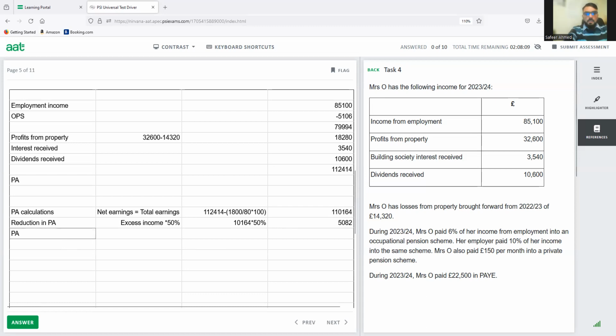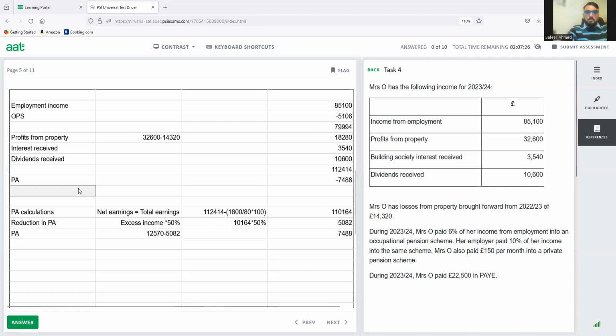Now the personal allowance available will be calculated as the normal personal allowance amount, which is 12,570, minus the reduction, which we just determined, 5,082. So 12,570 minus 5,082 gives you 7,488. Okay, so this is your personal allowance, which we were looking for, and you will deduct this personal allowance from these earnings. So again, I will write this in brackets, 7,488, because I'm deducting it.